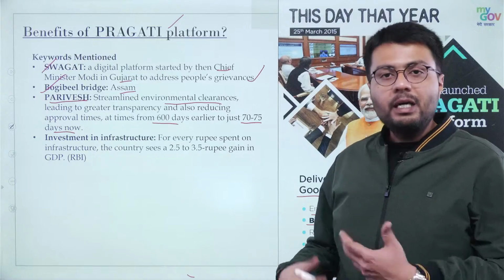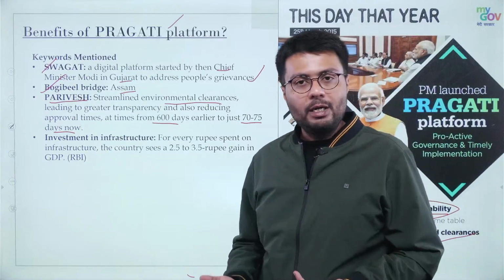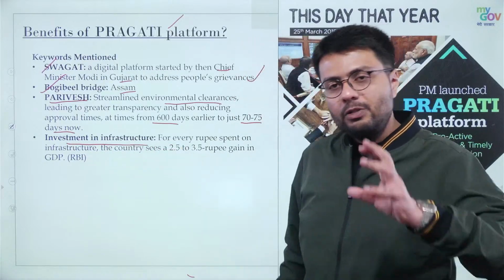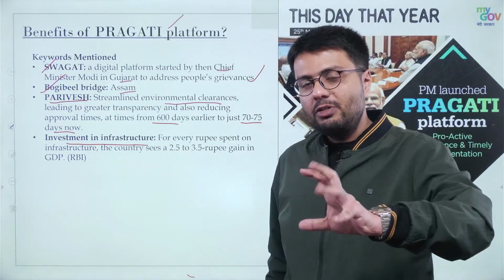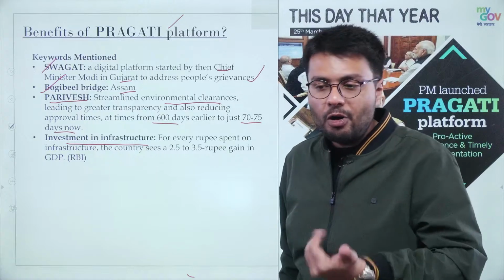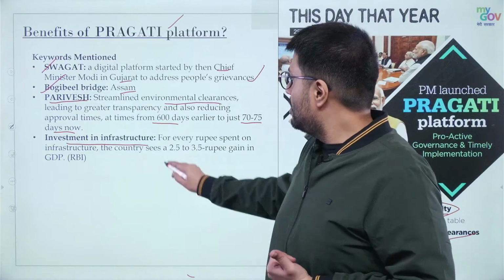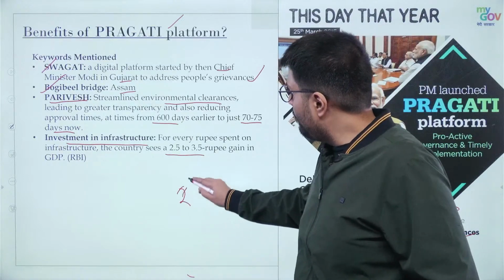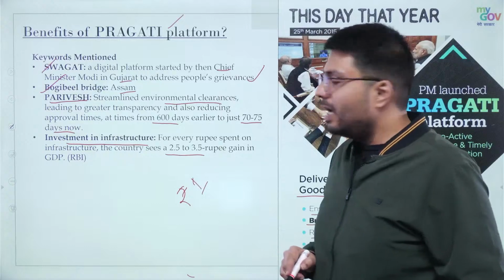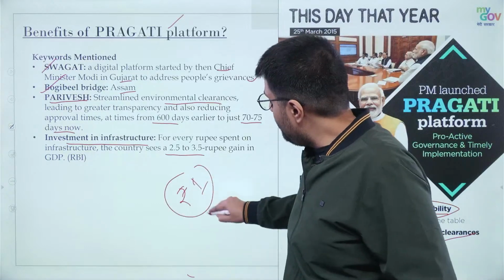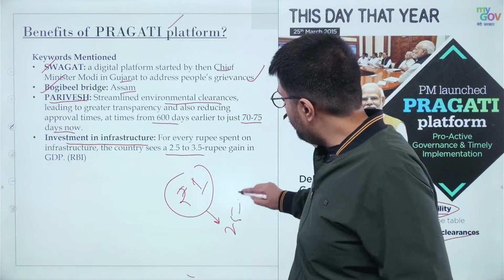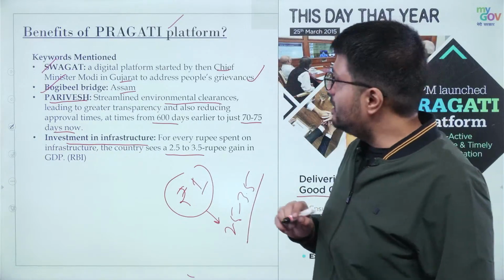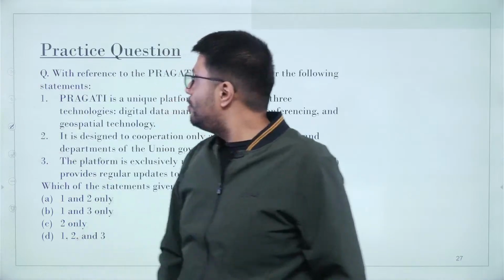Now, why is the Pragati platform so important? Because India wants to increase its investment in infrastructure, because only after you create necessary infrastructure, you will be able to get higher economic growth in the country, right? That is why RBI highlights that for every 1 rupee that you invest in infrastructure, the return will be 2.5 to 3.5 times. So these are the benefits related to the Pragati platform.